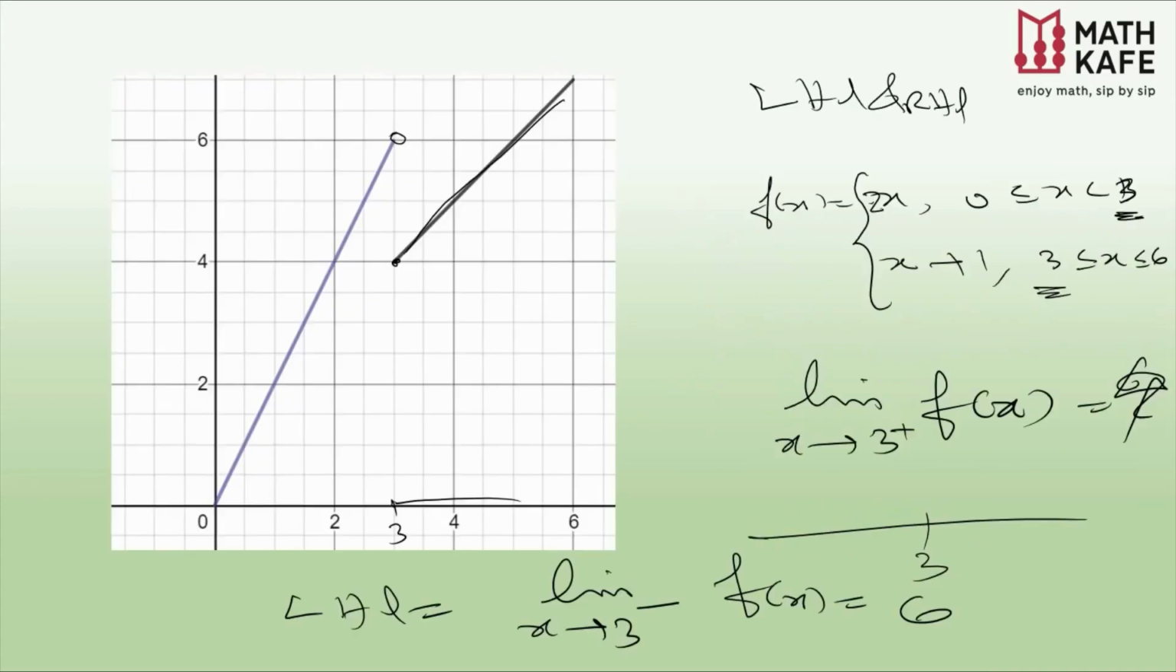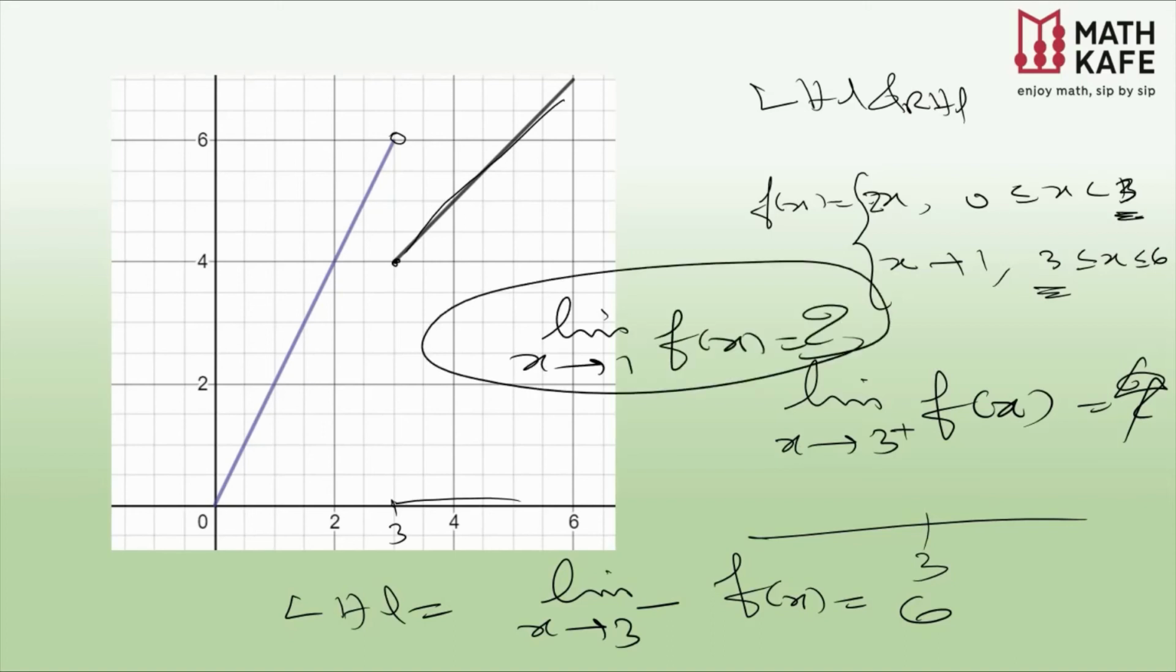I repeat, the left limit and right limit are required only when the value of the function is breaking exactly at that point. The same question, if you want to find, say, limit x tends to 1 f of x, do we need to find the left limit and right limit? Yes, you are correct. You don't need to, because the value of the function just before and after 1 is not breaking. This is a smooth curve. You don't need to find it.